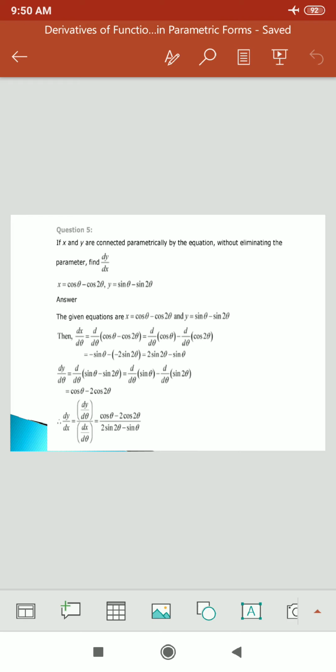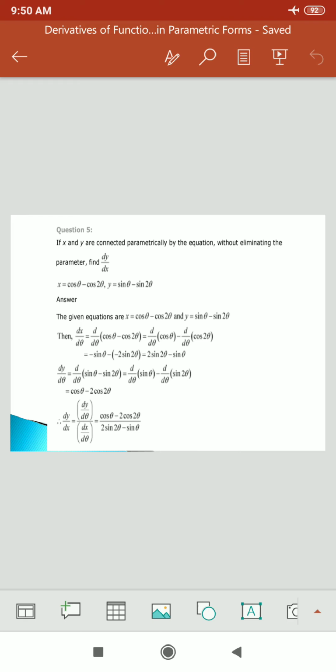Now differentiate y with respect to theta, we get dy by d theta, which is equal to d by d theta of sine theta minus sine 2 theta, which is equal to cos of theta minus twice cos 2 theta. That means dy by dx is equal to dy by d theta, that is cos theta minus twice cos 2 theta, divided by dx by d theta, that is twice sine 2 theta minus sine theta. This is our dy by dx.